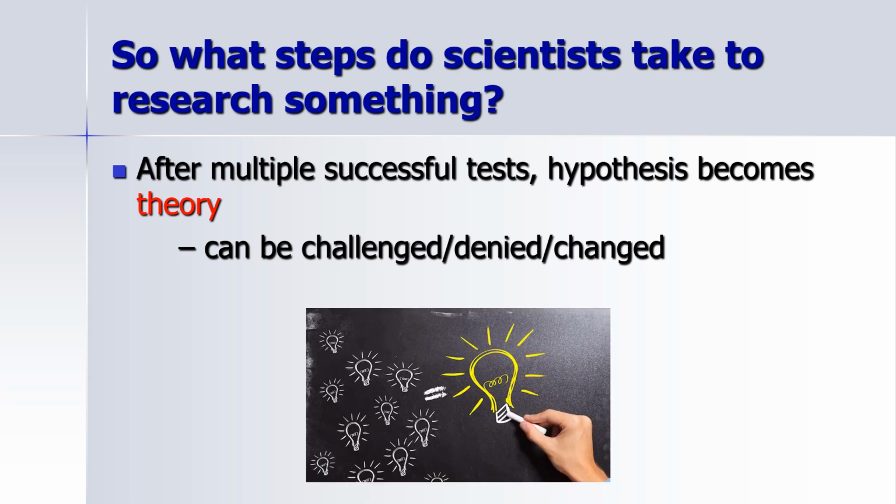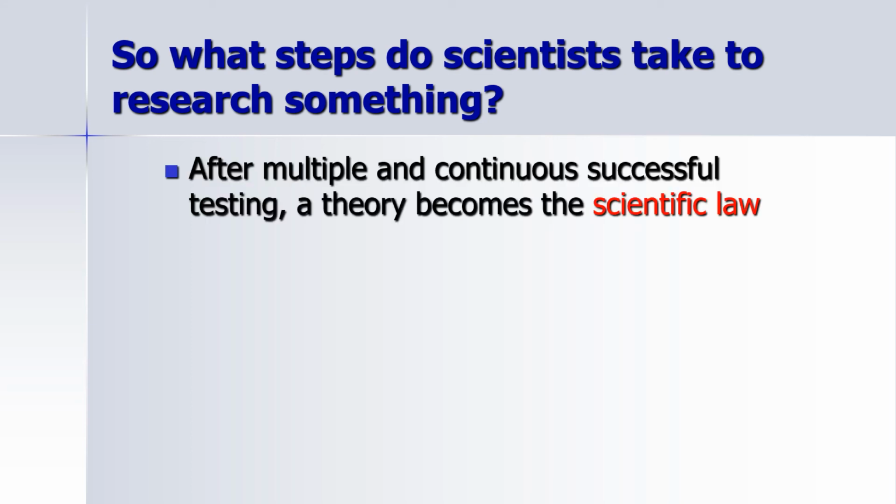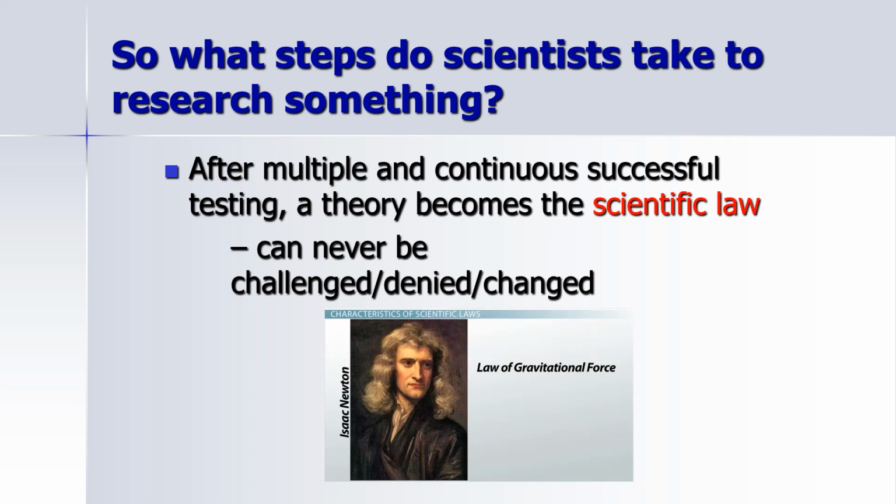But let's say there is a theory which is constantly being proved correct, and no one has ever challenged that, or even if people have challenged it, they did not come up with enough evidence to deny it. In that case, that theory can then become a scientific law. And once a theory becomes a scientific law, it can never, ever be challenged or denied or changed. Okay? For example, Isaac Newton said that we can stand on the surface of Earth because of the force of gravity. And we still believe in that. And no one out there can ever challenge that because it's a law. Alrighty?